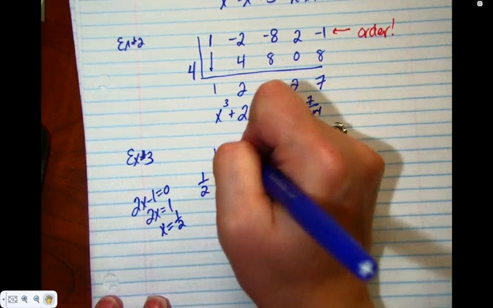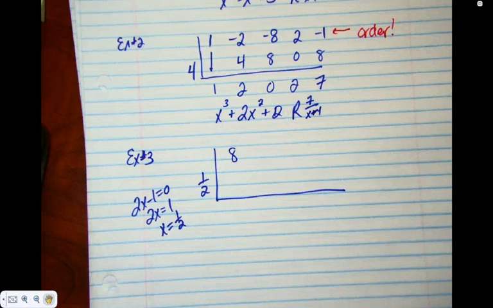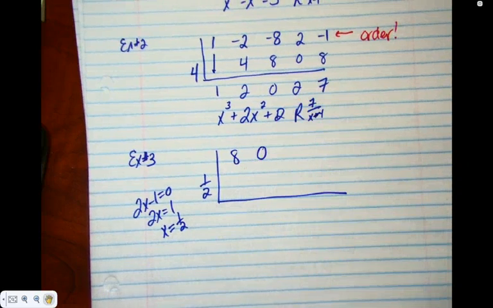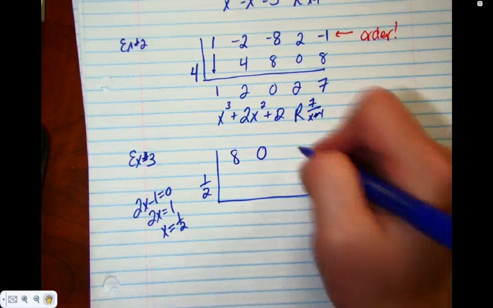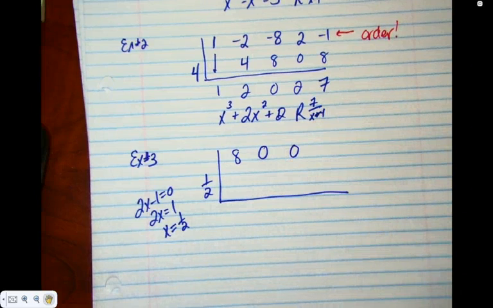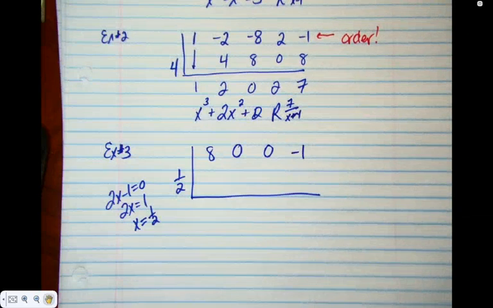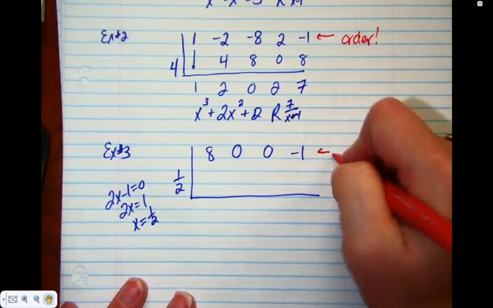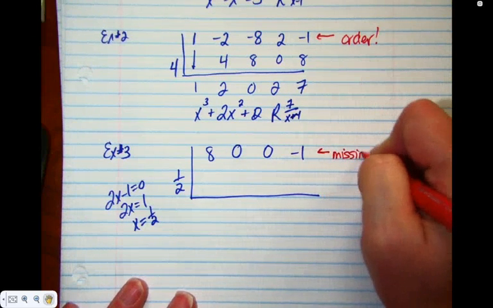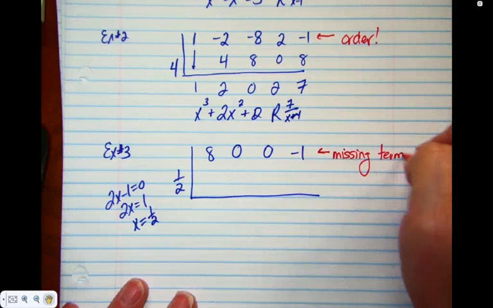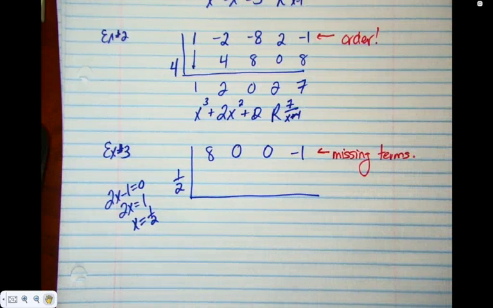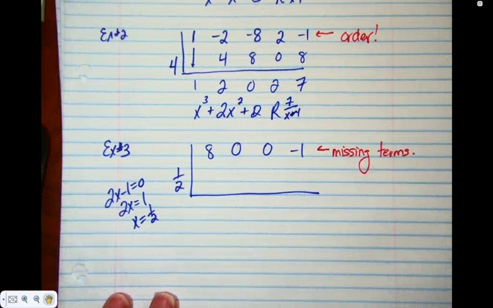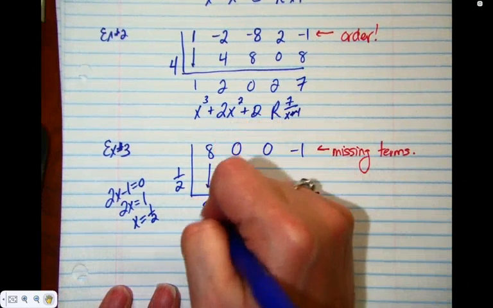Okay, the 8's going to come first because that's our x cubed. What about x squared? Is going to be 0 because it's a missing term. What about x? 0 because it's a missing term. And the constant? Minus 1. That's what this one means. Just beware of missing terms. We just put a 0 as the coefficient.